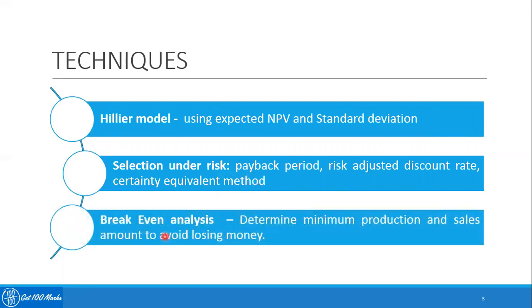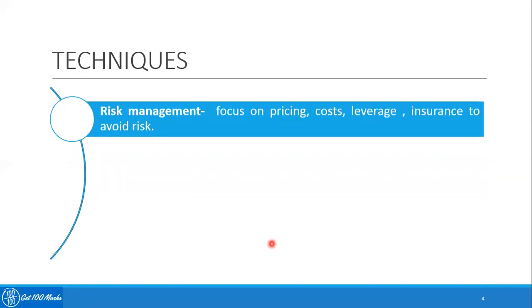The next method is break-even analysis. Break-even analysis is a technique which determines the minimum production and sales amount to avoid losing money. In simple terms, break-even analysis is a situation where there is no profit and no loss. The next technique is risk management.